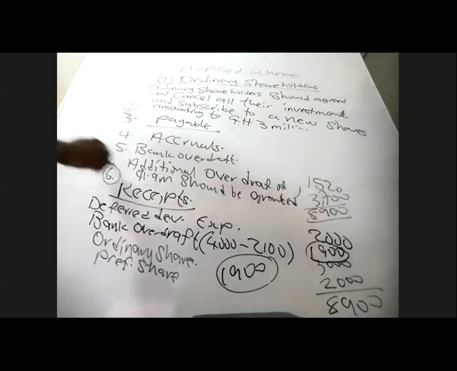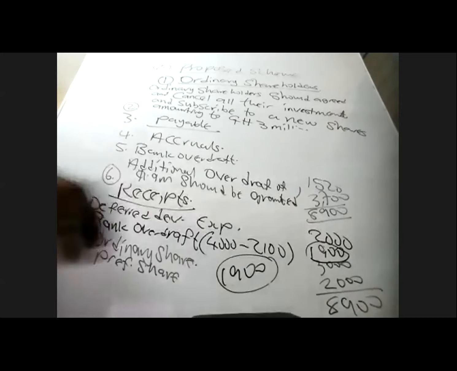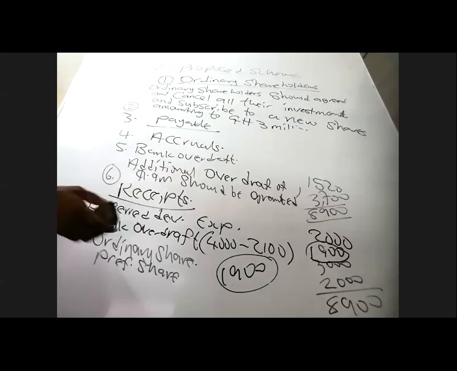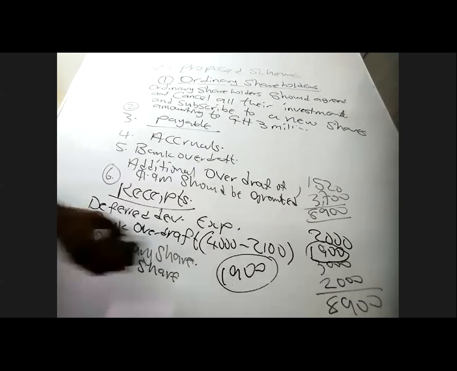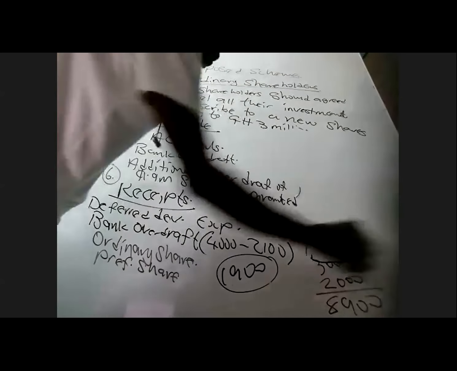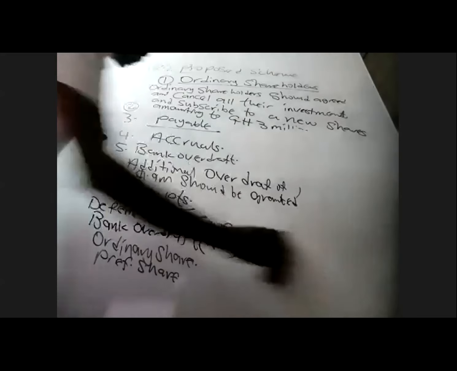Now let's go to the 6th one. We've talked about the overdraft. Can we talk about the new assets? You can tell me the new assets. How much are they going to buy? 3,700. So they should buy assets of 3,700. Now let me clean this one.